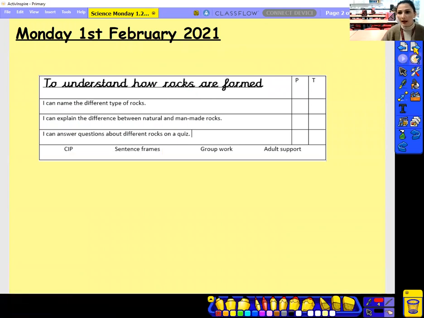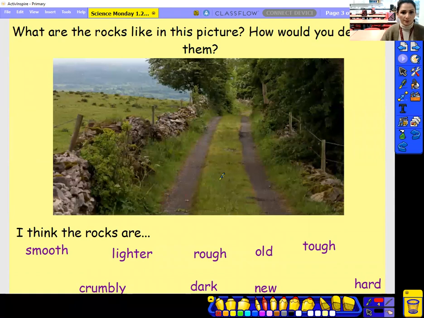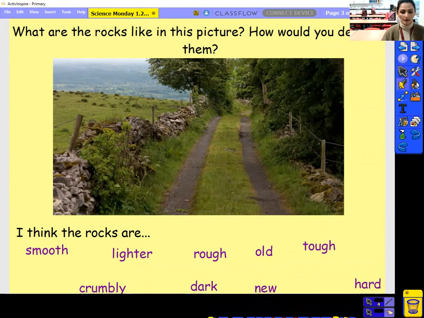So let's go on. I want you to have a look at this picture here. I want you to tell me what the rocks are like. So first of all, I wonder if you can find the rocks. And then once you've found the rocks, can you try and describe them using these words? We've got smooth, crumbly, lighter, rough, dark, old, new, and tough. I wonder if you can describe these rocks.